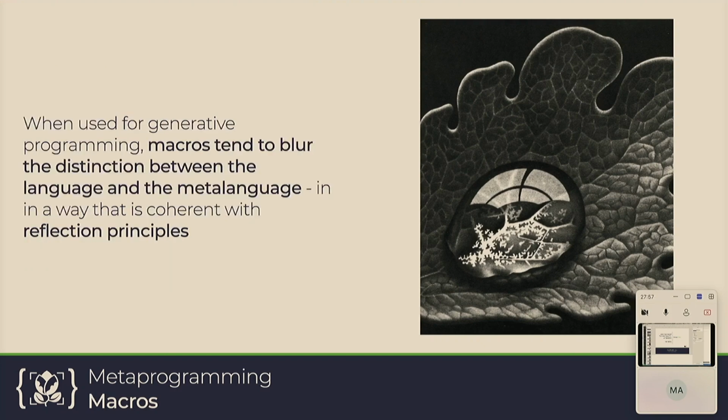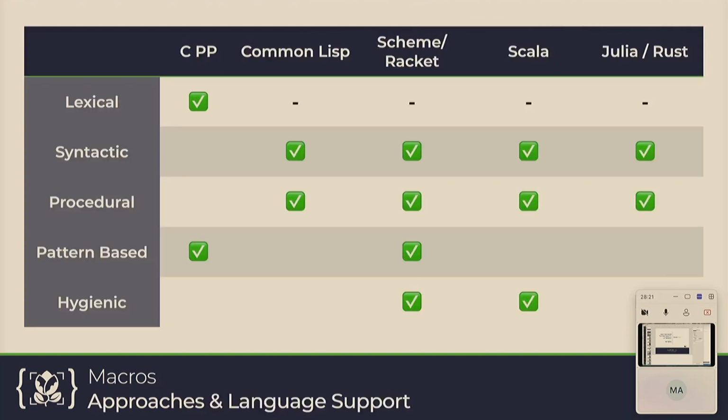When used for generative programming, macros, instead of the process that we have seen before, tend to blend the meta language and the language. Before, we had APIs, or we had strings, and in the case of Ruby, obviously, we already had code, even if we didn't have macros in that case. But with macros, you blend the language and the meta language, coherent with reflection principles. And this is in languages that support macros more or less.